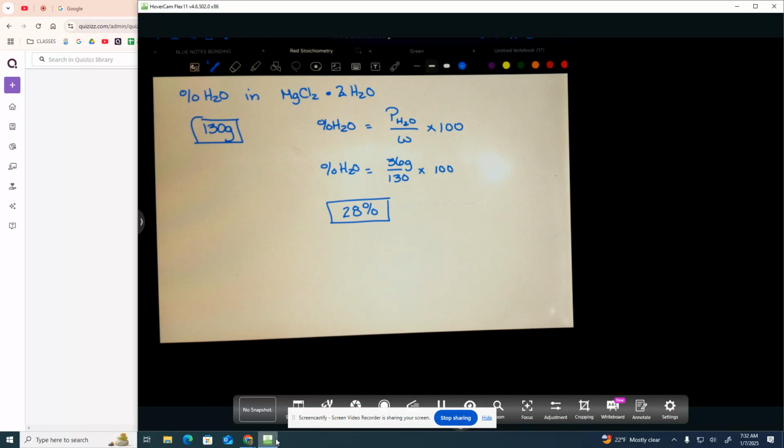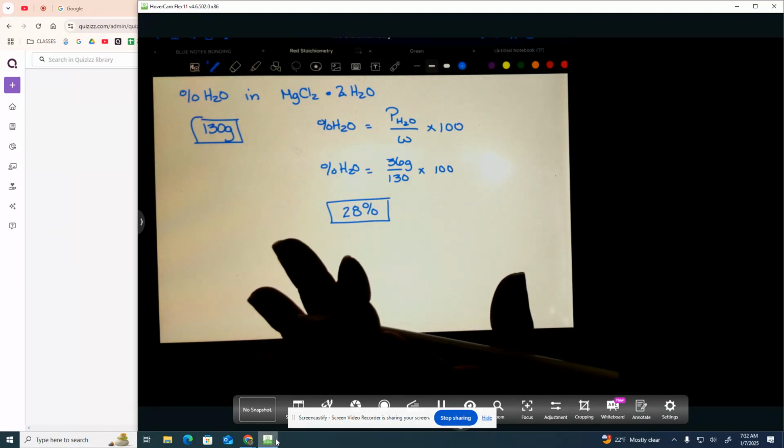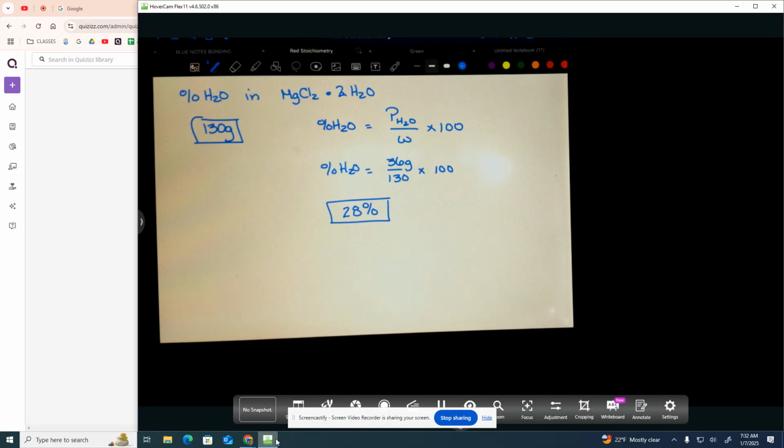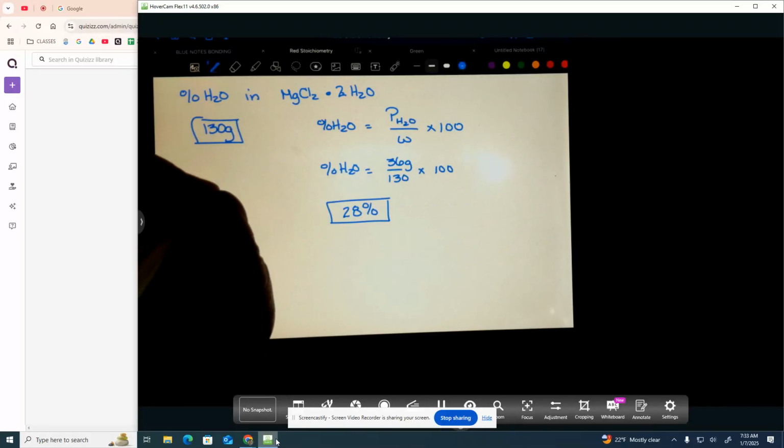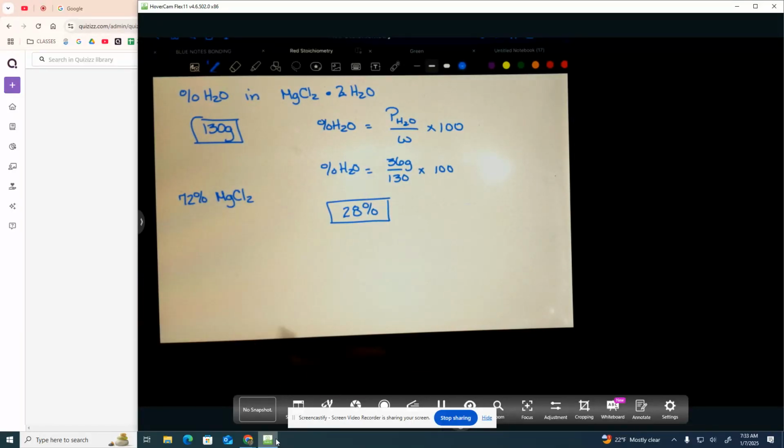Check my math. I'm good? No, like 27. I'm just going to make them whole numbers just because it makes our lives so much easier. Okay? So 28% water. Everybody good with that? Okay. If it's 28% water, how much salt is it? Yeah, the rest. 72% of this is salt. 72% of the magnesium chloride. Okay.